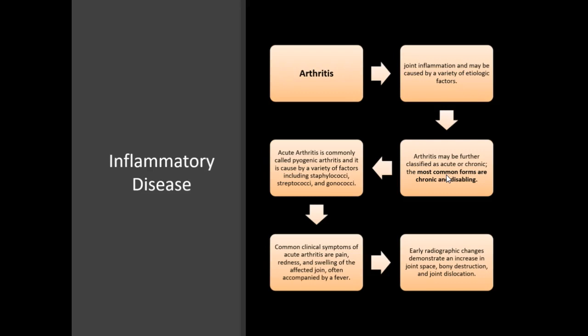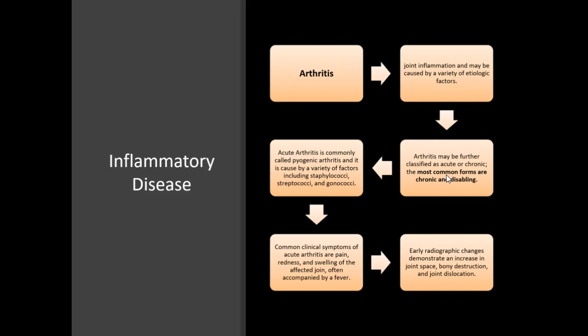Arthritis. So, joint inflammation, it may be caused by a variety of etiological factors. Arthritis may be further classified as acute or chronic, and most forms are chronic and disabling. Acute arthritis is commonly called pyogenic arthritis and is caused by a variety of factors such as staph, strep, or gonococci. Common clinical symptoms of acute arthritis are pain, red swelling of the affected joint. Sometimes you get fever with it.